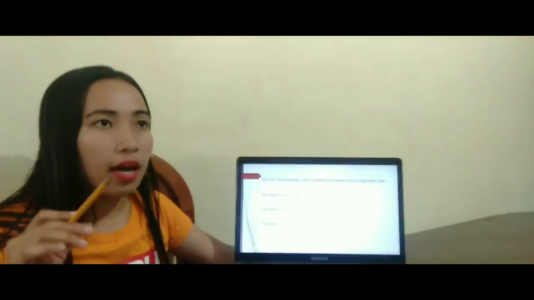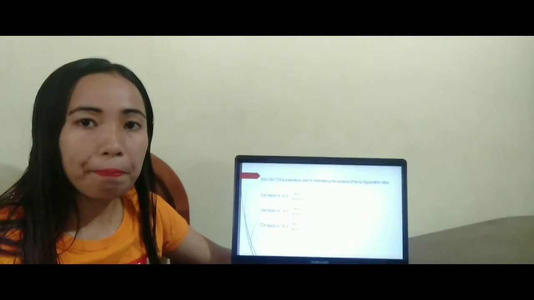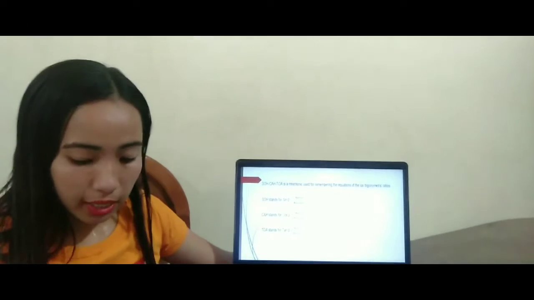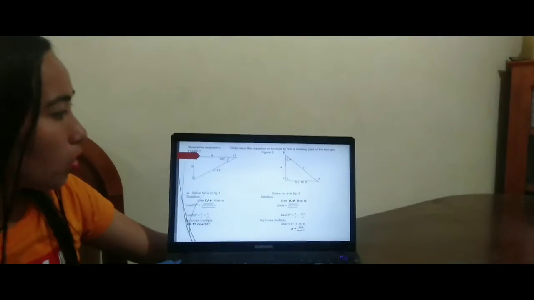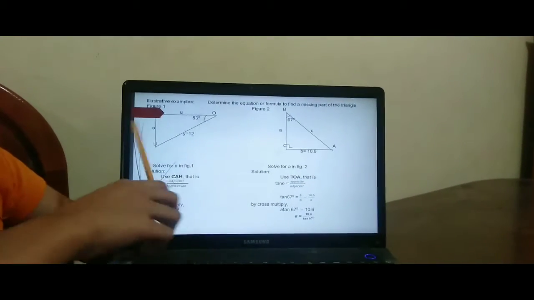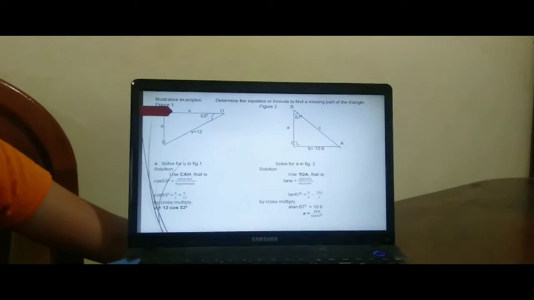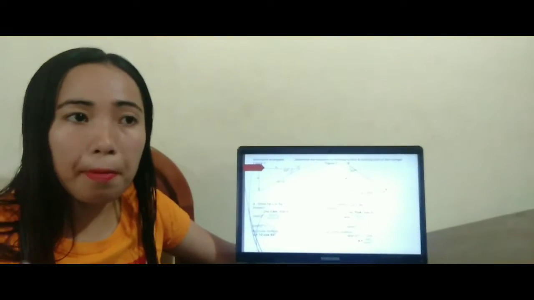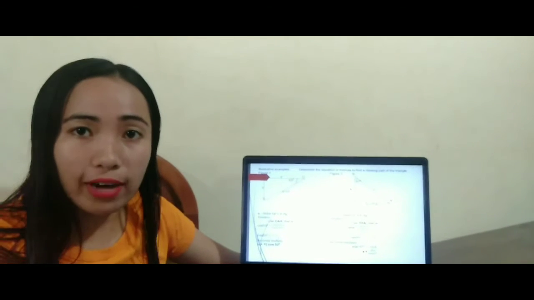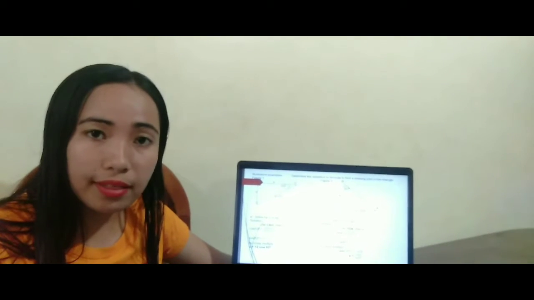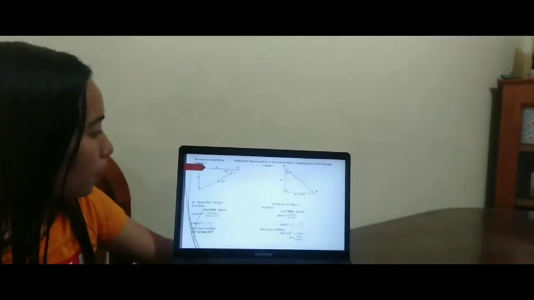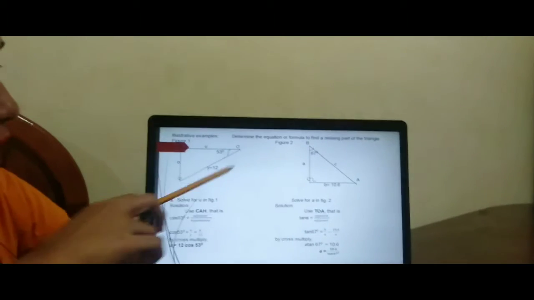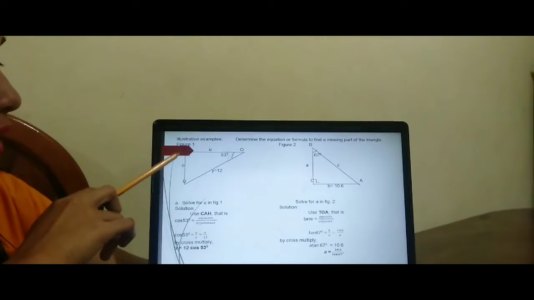That is very useful in solving or in dealing with trigonometry. Example, we have to determine the equation or formula to find a missing part of a triangle. Because we are dealing with triangle, and we should always remember that we have to find all the missing parts of a right triangle. So example here, figure 1. Given, this is a triangle OYU, right angled at Y.